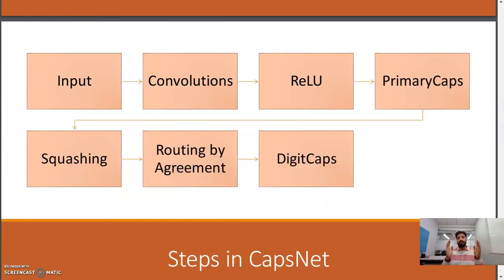So in summary, steps involved in a CapsNet are input, you do the convolutions, then you do the ReLU, then you go to primary caps, then you squash the value, then routing by agreement is done, then you get digit caps. And then if you want to reconstruct the image, you will use the decoder.